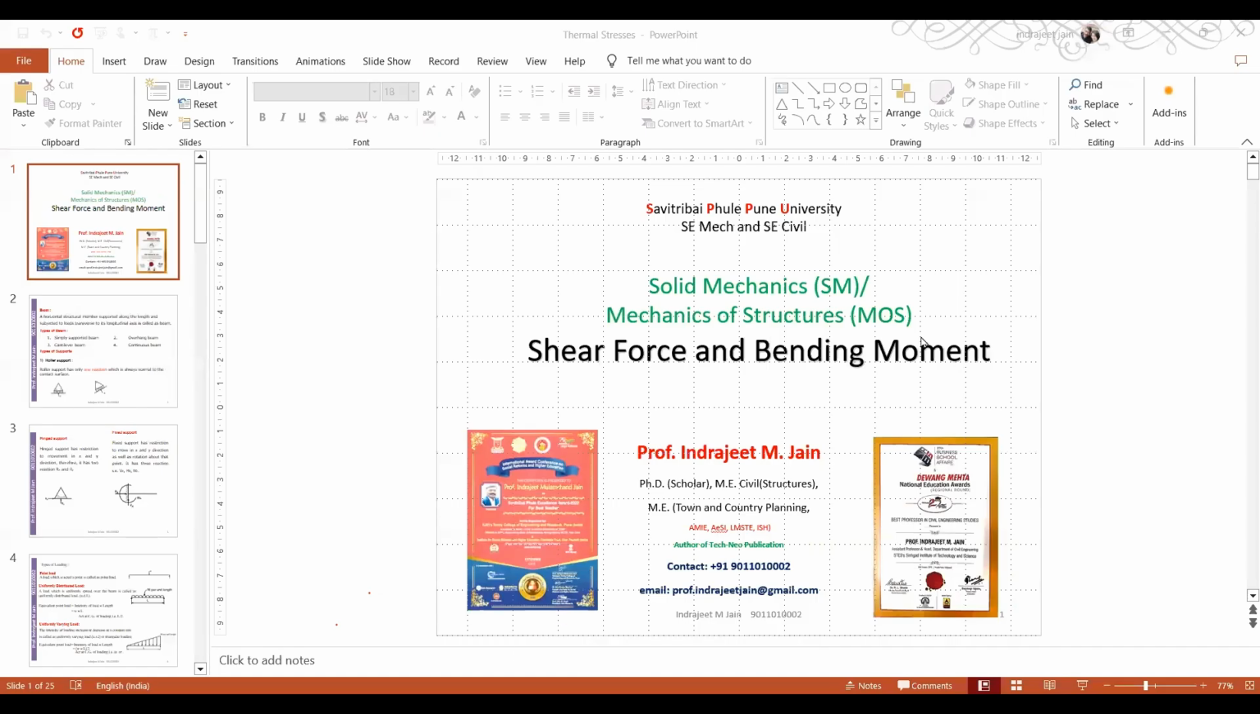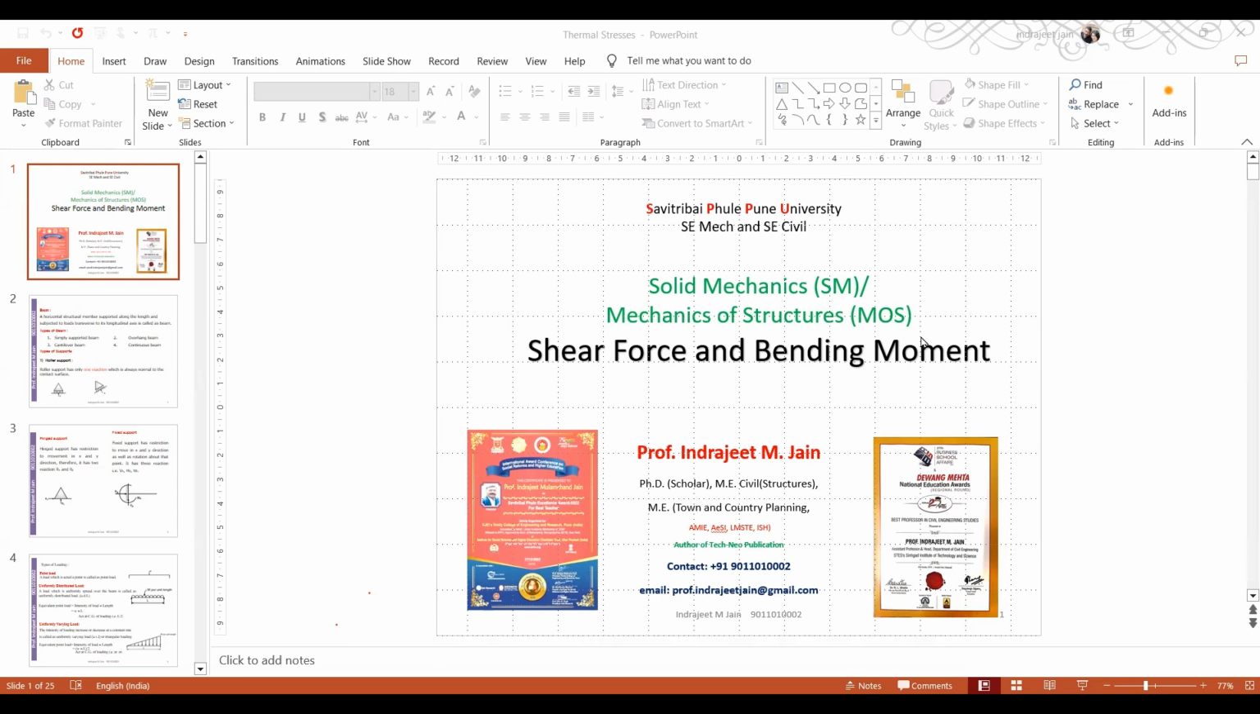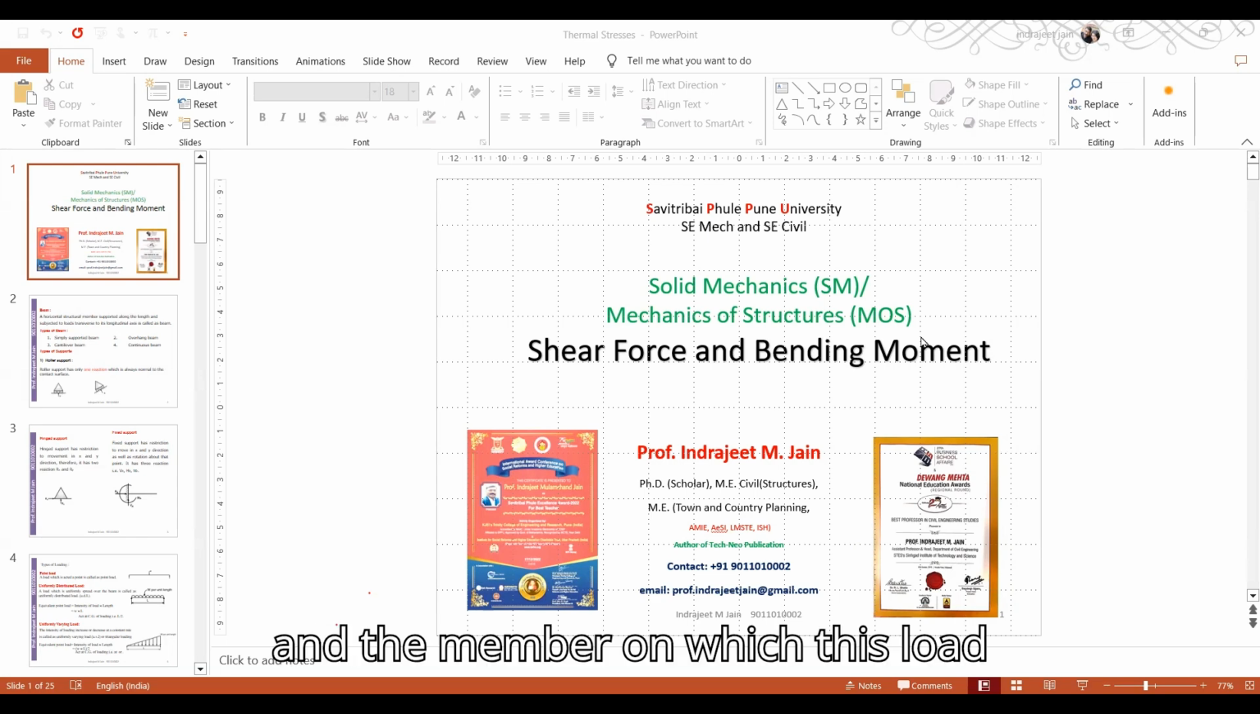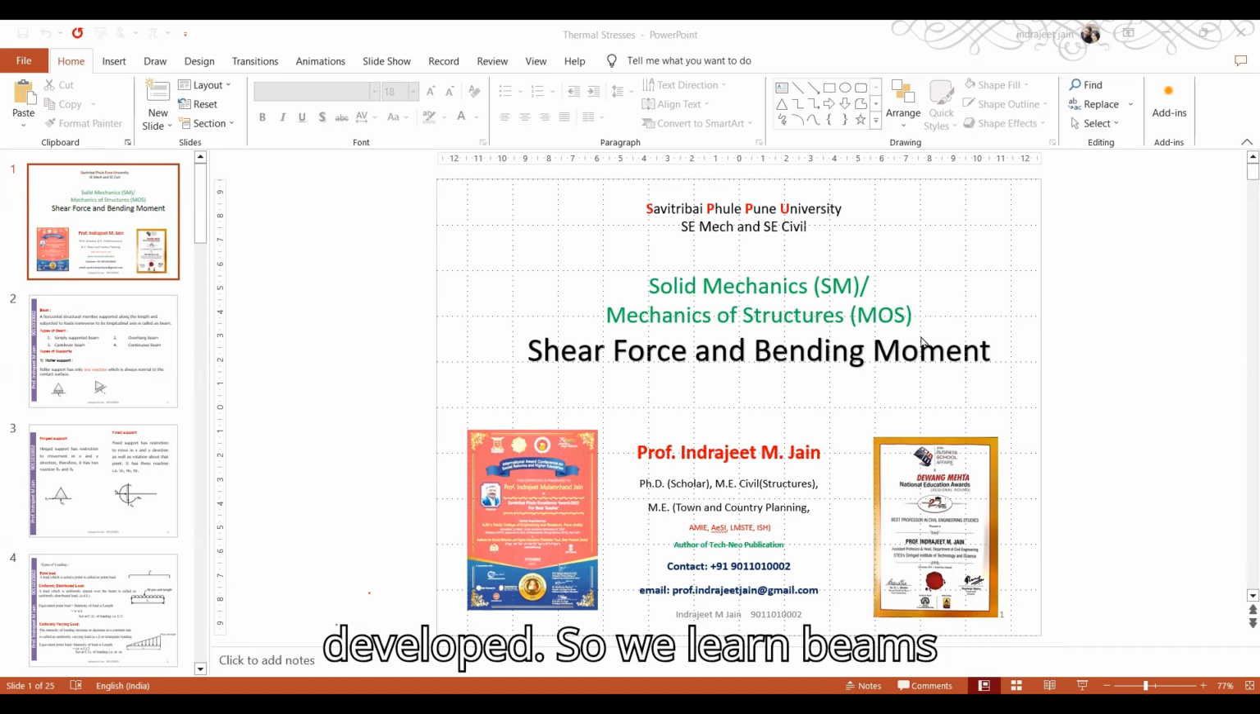Bending moment. This is generally related to the beam and the member on which this load is acting, shear force and bending moment, that is called a flexural member, in which both bending and shear will be developed.